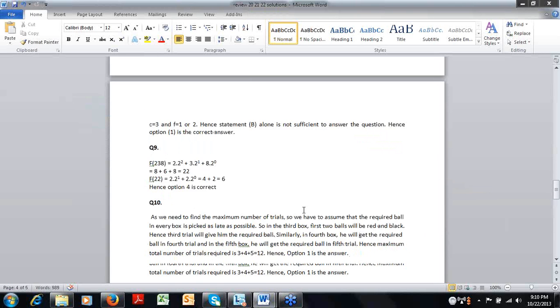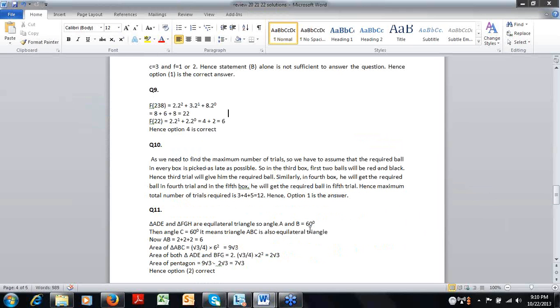So we need to find the maximum number of trials. So we have to assume that the required ball in every box is picked as late as possible. So in the third box, first 2 balls will be red and black. The third trial will give him the required ball.